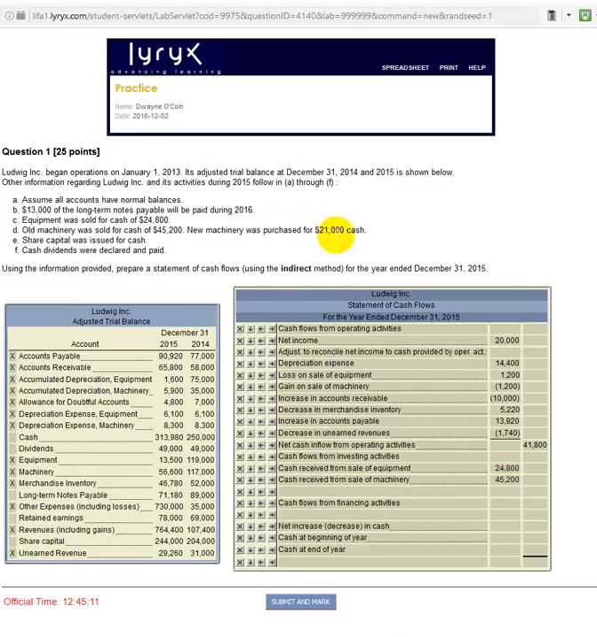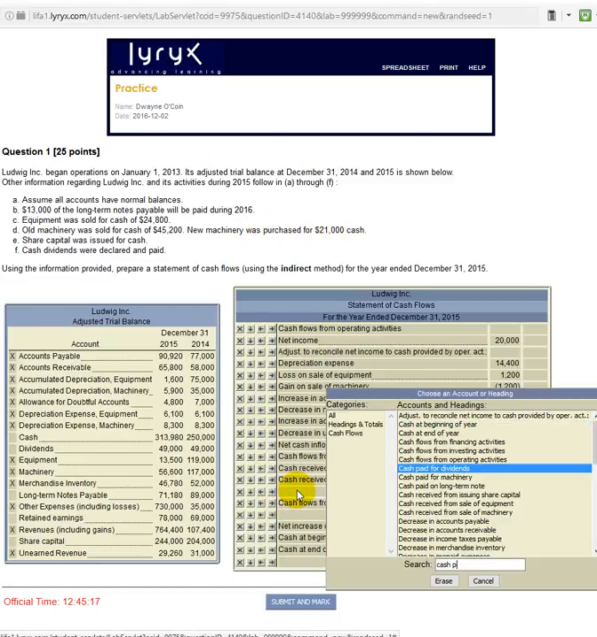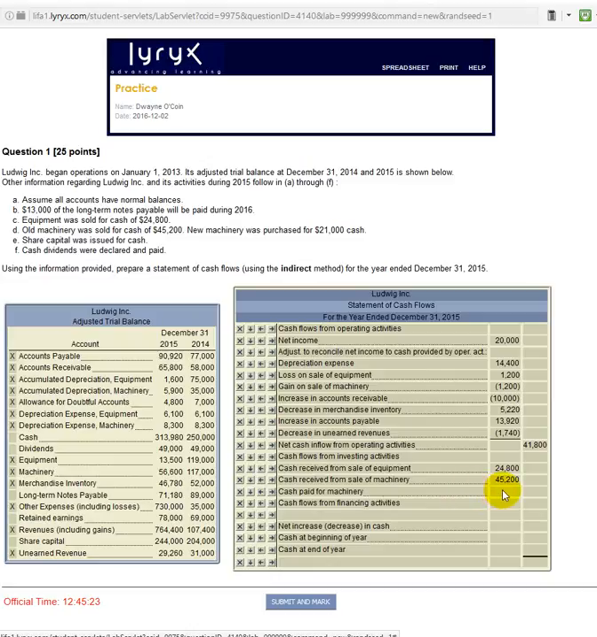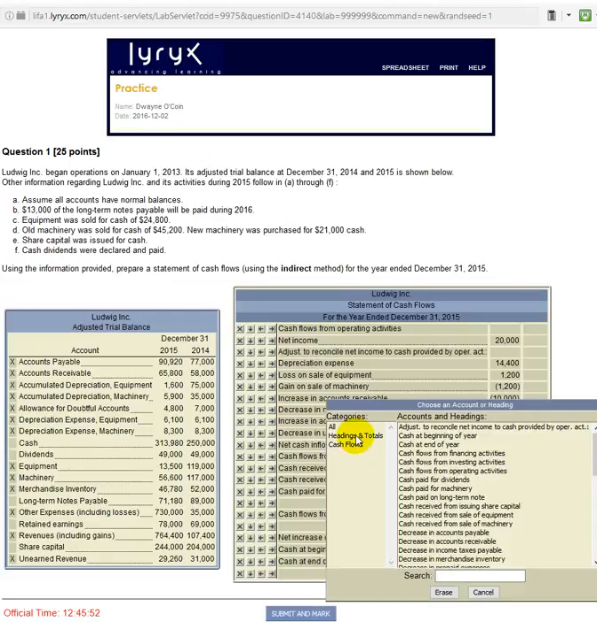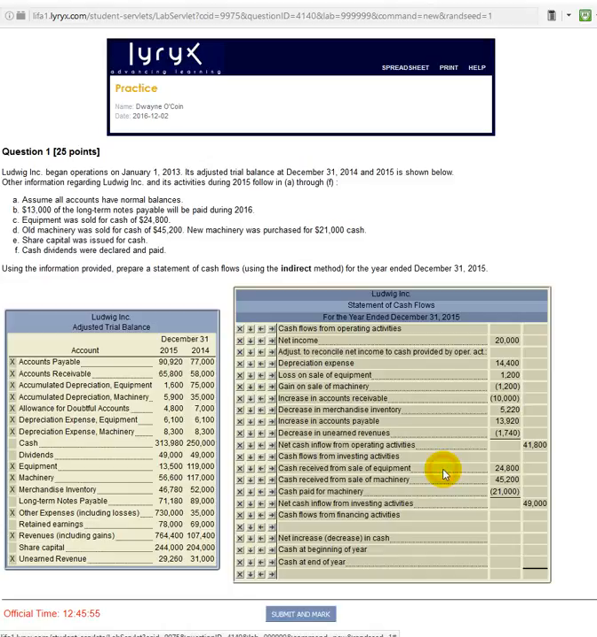And then we have the cost of new machinery purchased. So cash paid for machinery right there. And so that's a cash outflow of 21,000. And since that's all of the long-term assets we have, we know that we're done. So we can calculate the balance of that as well. Give ourselves a place to put that heading. 24,800 plus 45,200 minus 21,000. A net increase in cash of 49,000. So now we can pick the heading net cash inflow from investing activities.